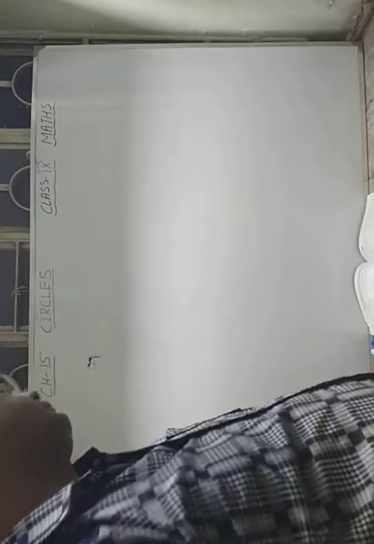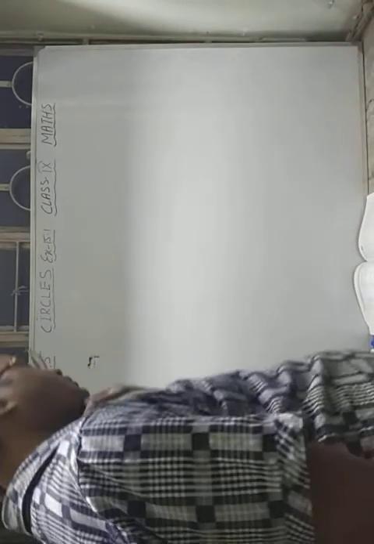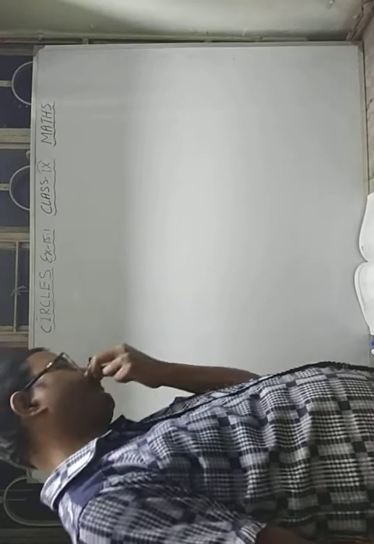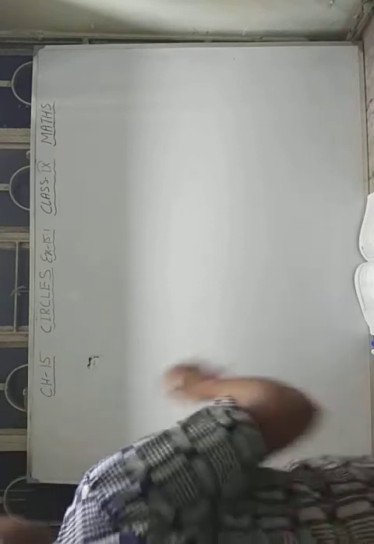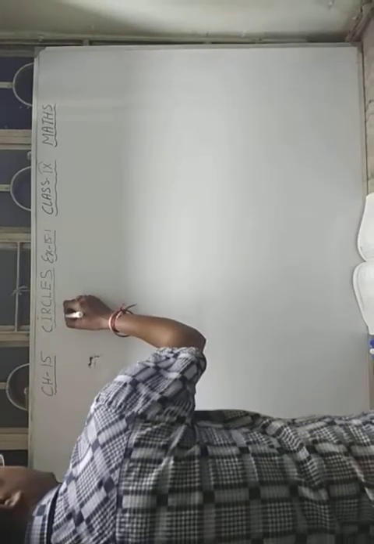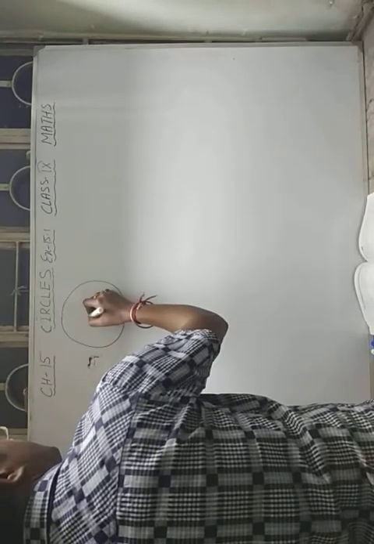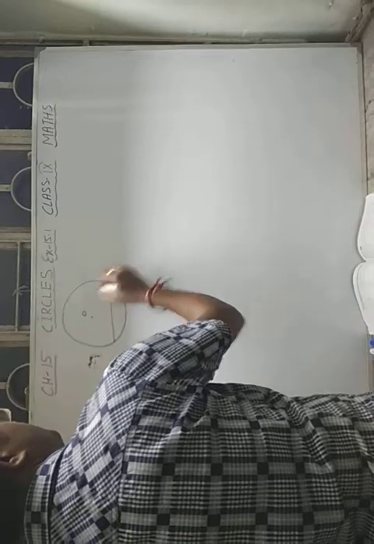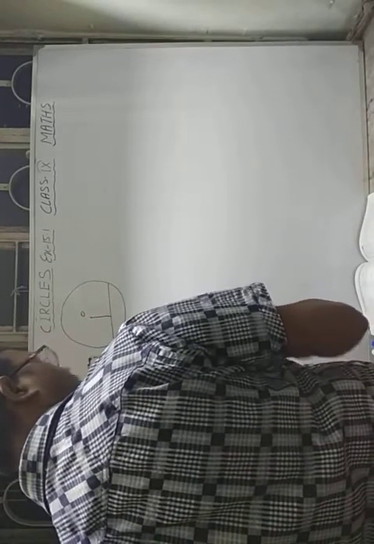Today I would like to start exercise number 15.1. In this first question it is given: calculate the length of the chord which is at a distance of 12 cm from the center of a circle of radius 13 centimeter. First of all we will draw the figure to understand the question. This is the center of the circle. One chord is given, you have to find the length of this chord, and it is 12 centimeter away from the center.